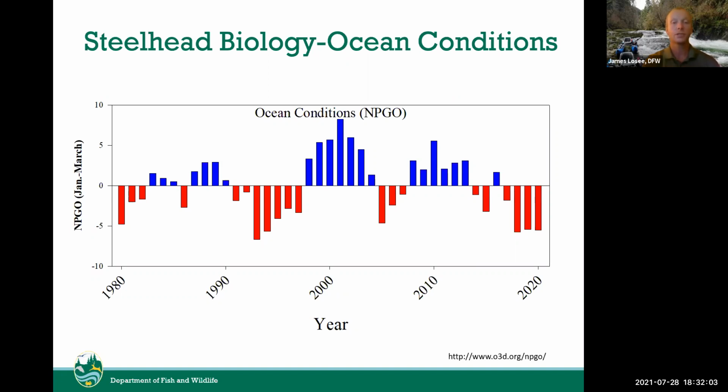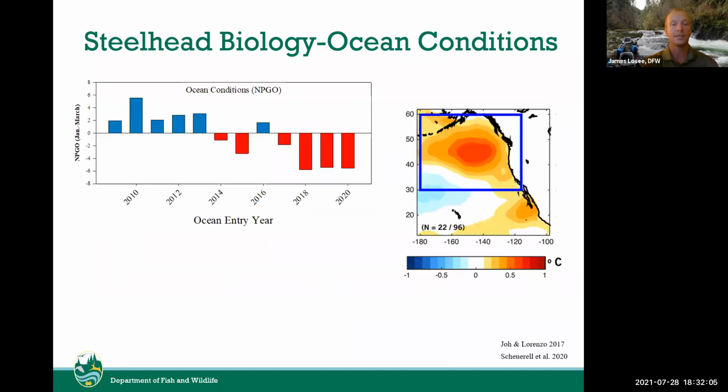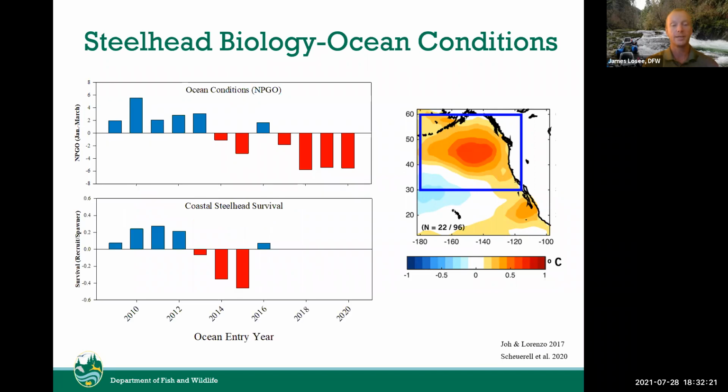So I think this is not a big surprise to folks. But what I think is really important is if we zoom in on these recent years. This is the same graph, just cut short, 2009 through 2020. You can really get a feel for this period we're stuck in right now, these warm ocean conditions. And if you plot steelhead survival below this, you can see how steelhead survival has fluctuated really clearly with changes in the ocean conditions described by the NPGO.